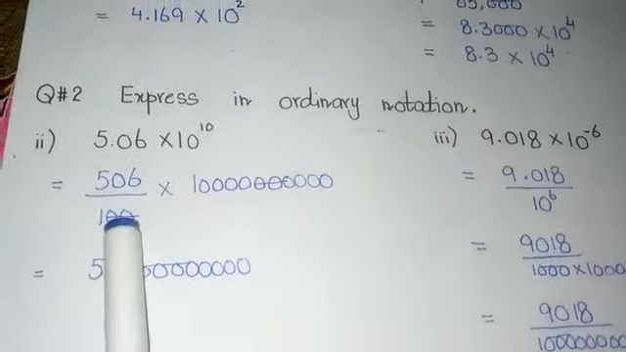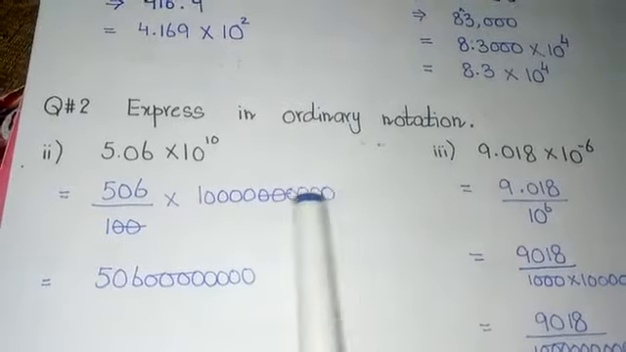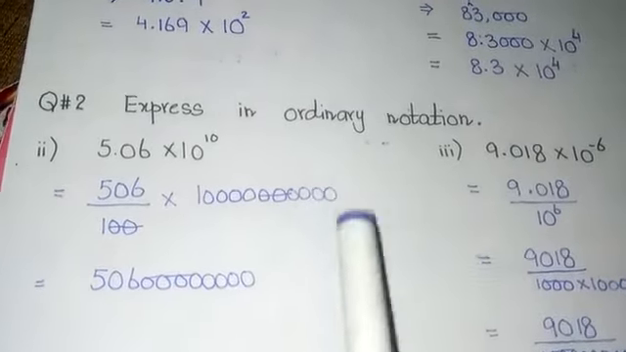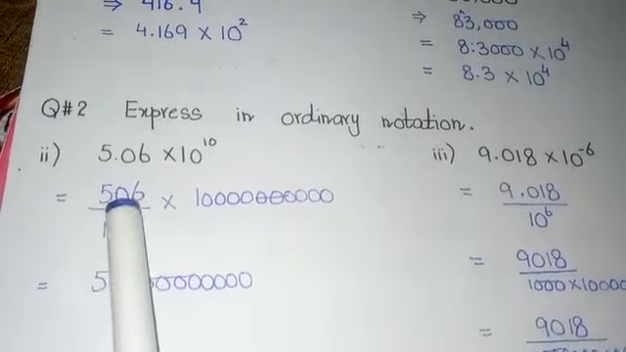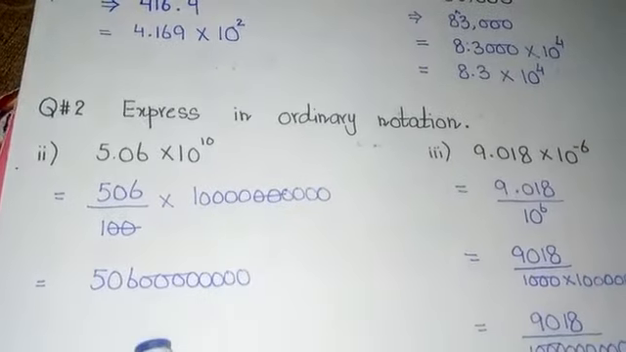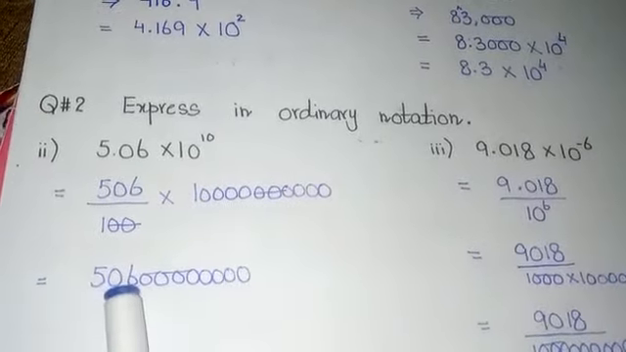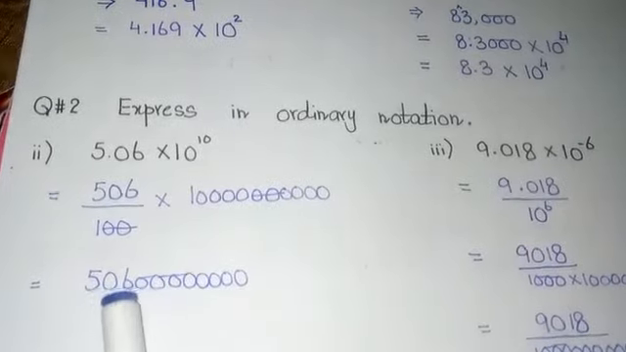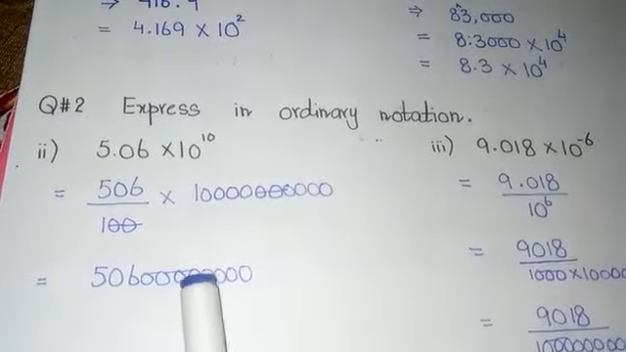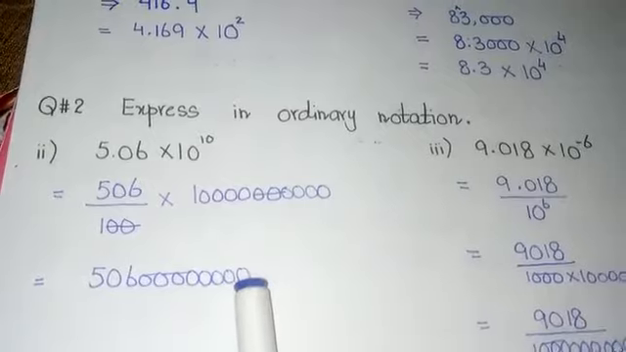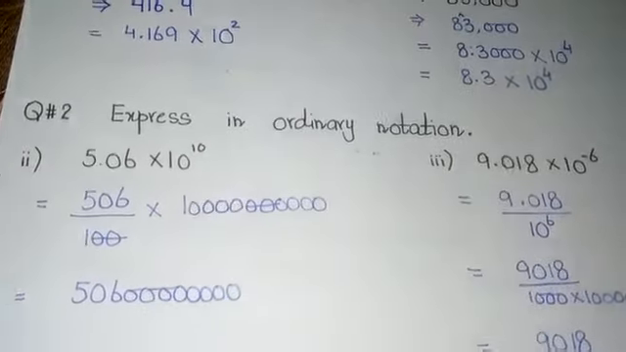Now these 2 zeros are cancelled with any 2 zeros. So how many zeros are left? From 10 we have cancelled 2 zeros, so 8 zeros left. When I multiply 506 with this, the answer will be 506 and 8 zeros. 1, 2, 3, 4, 5, 6, 7, 8. Clear? Now move to the next part.